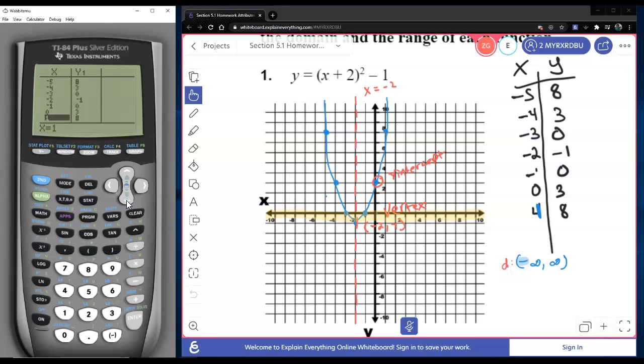The range is different. The range, the lowest part, is actually negative 1 and it goes up. That's the range. So the range will be from the lowest y value, the minimum, which is -1, and it goes towards infinity. And this right here is also called the minimum point.